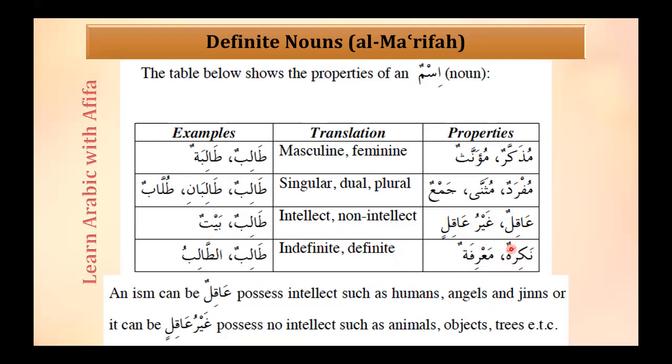This was our lesson today. So it's good if you can know these terms, nakiratun and ma'rifatun. If you don't remember, it is quite okay to not remember the Arabic terms. All you need to do today is just recognize indefinite from definite. That is the expectation from today: to understand that talibun is a student and at-talibu is the student. That's all the expectation for today.